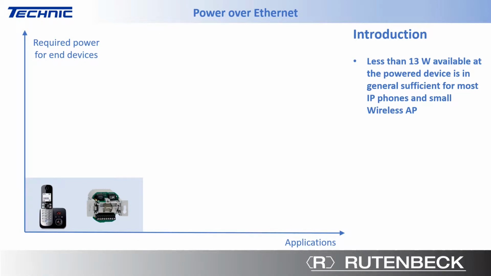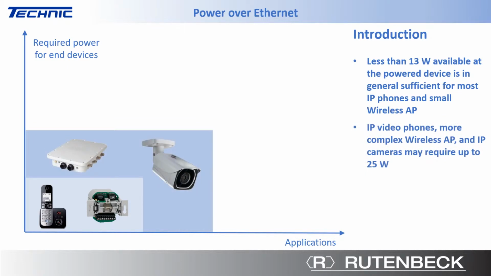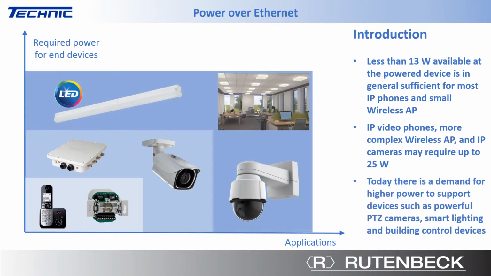Less than 13 Watt available at the powered device is in general sufficient for most IP phones and small wireless access points. IP video phones, more complex wireless access points, and IP cameras may sometimes require up to 25 Watt. Today, there is a demand for higher power to support devices such as very powerful PTZ cameras, smart lighting and building control devices.